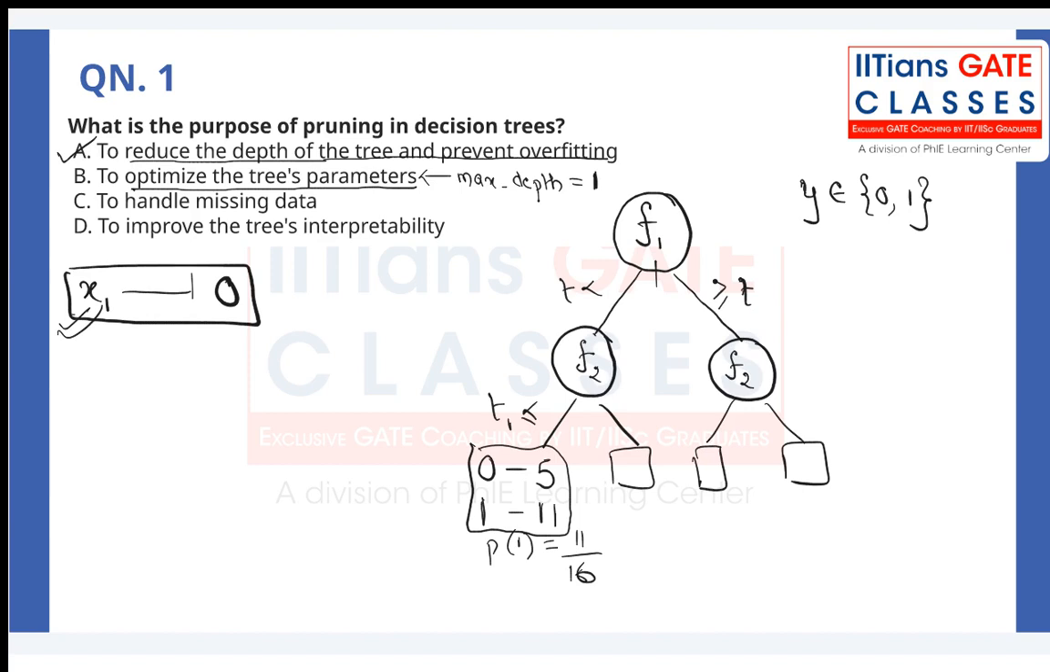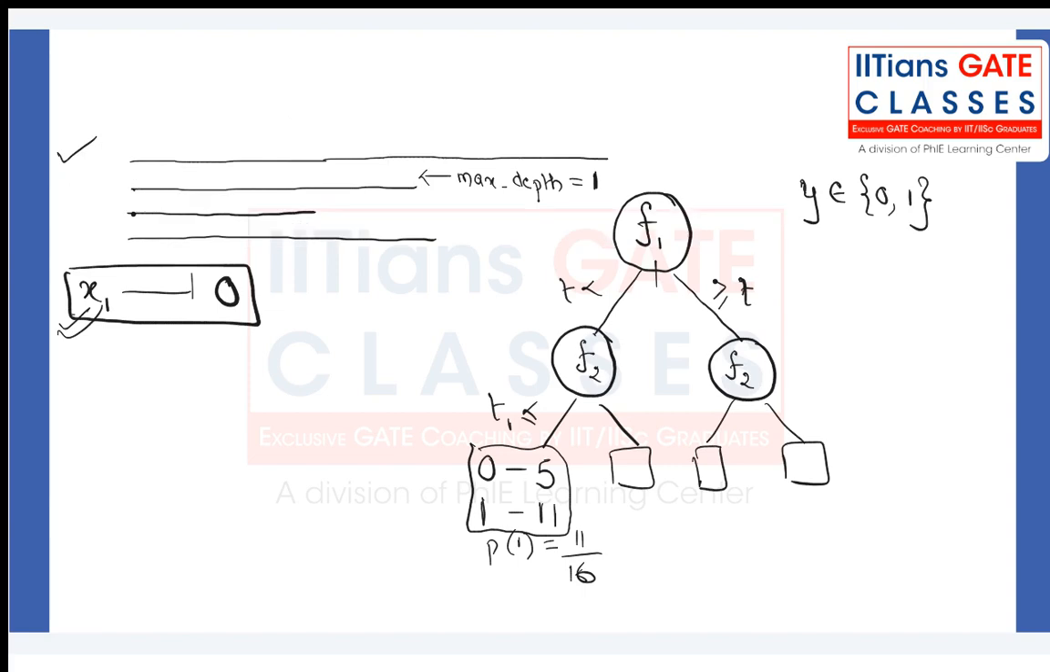And option C, to handle missing data, is also not quite correct, because if you have missing data, then how will you even split on feature one, right? And also, to improve the tree's interpretability, again, there's nothing. If you have a smaller tree, it will be easier to read, but that won't actually improve the tree's interpretability, right? So option D is also not the correct answer. So, moving on to the next question.